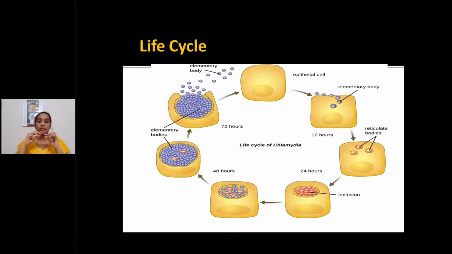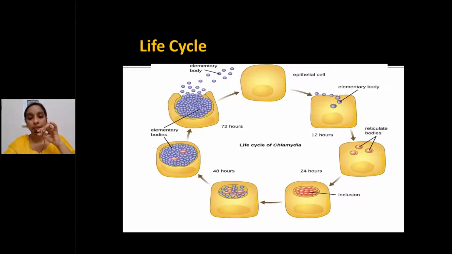Next, coming to the life cycle. We already discussed the infectious form: the elementary body, EB, is the infectious form. After entry into the host, the elementary body attaches to the surface of a susceptible host cell. See this picture: the epithelial cell. The elementary body attaches and then enters into the cell. But after entry, within 12 hours, it has to be converted into the reticulate body.